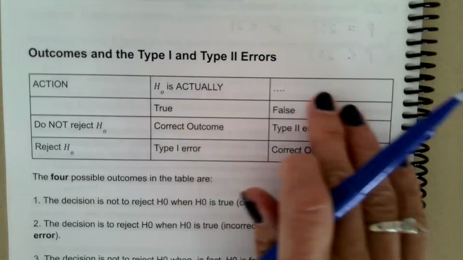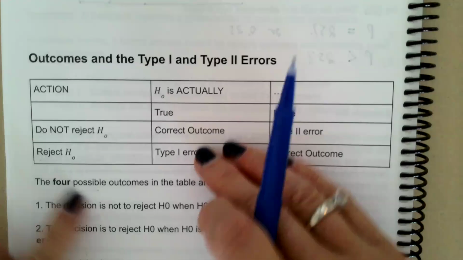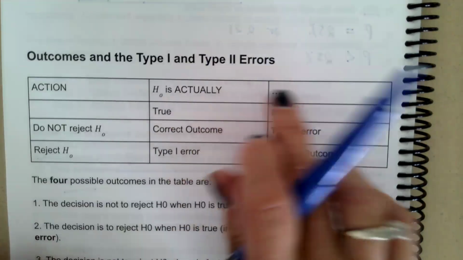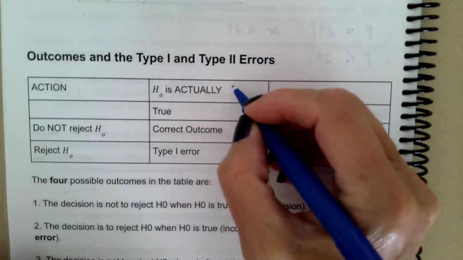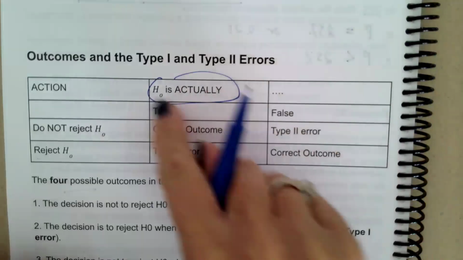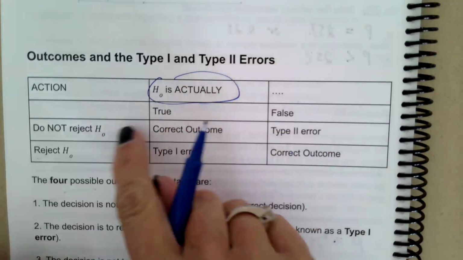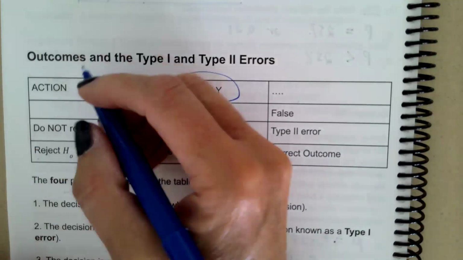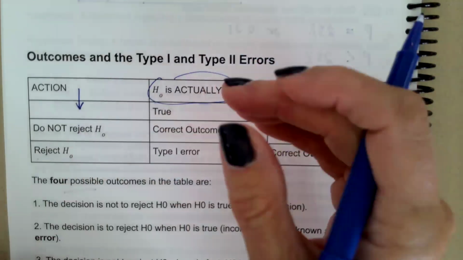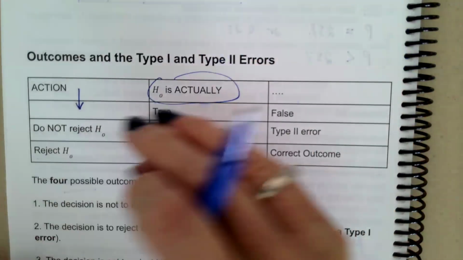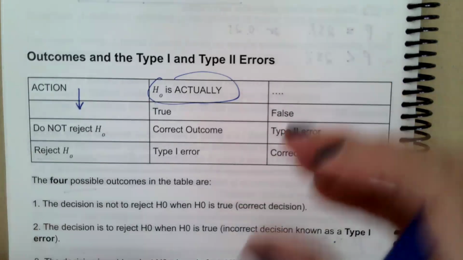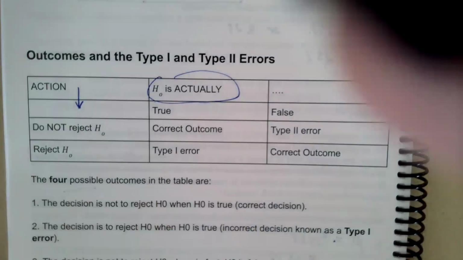So on this part of my little 2x2 box is what is actually true in real life, okay? What is actually true in real life up here. And then over here is the action, what actually happened by, we'll say, the jury. Okay, so we're thinking of a hypothesis test like the person's not guilty, and then HA would be the person's guilty. Okay, so there's 4 possible outcomes in this table.